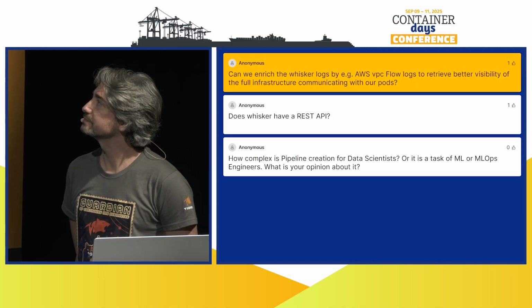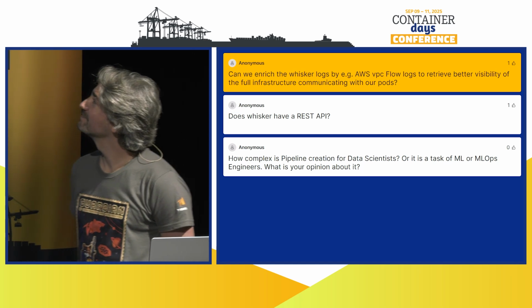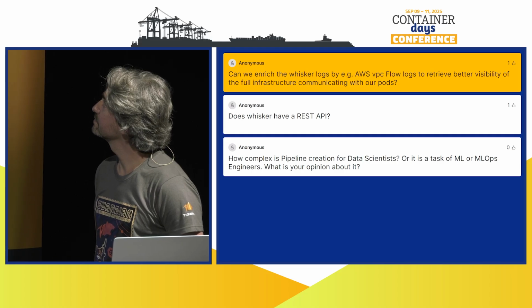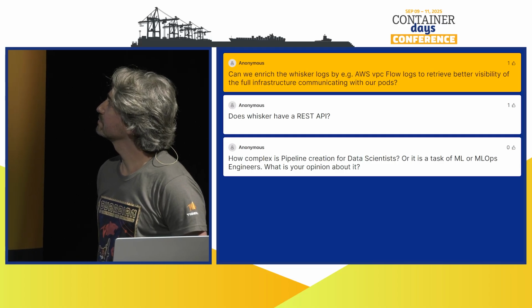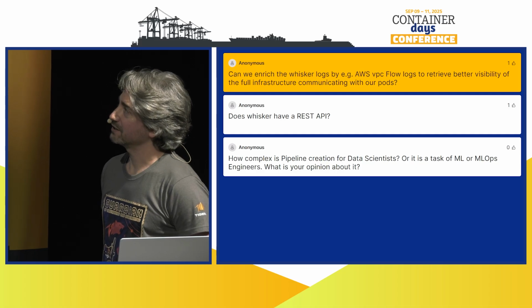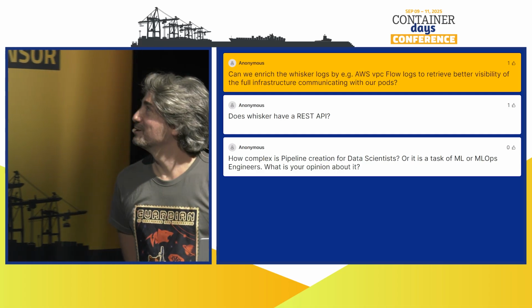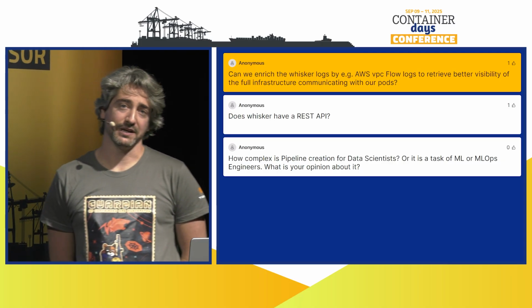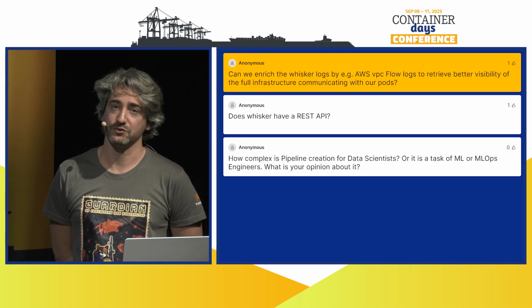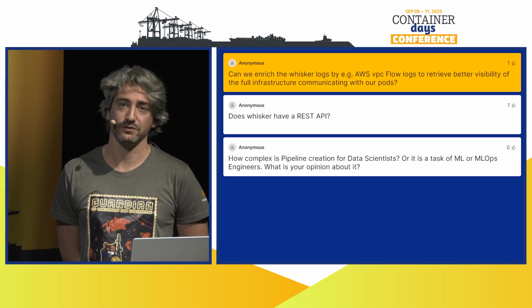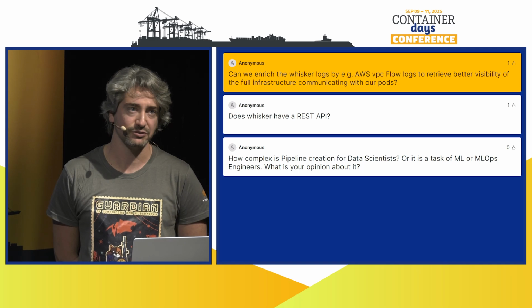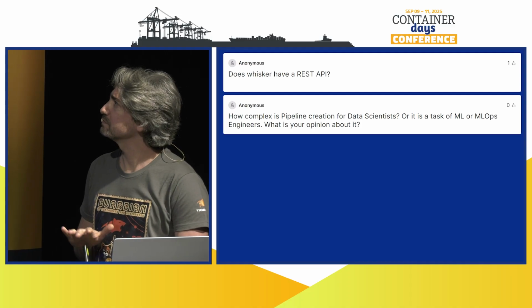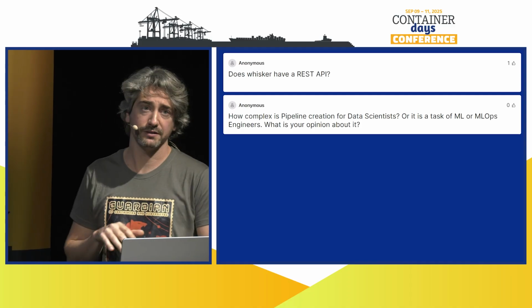3 last questions, at least so far. Can we enrich the Whisker logs by, for example, AWS VPC flow logs to retrieve better visibility of the full infrastructure communicating with our pods? Yeah, you are a visionary. So what you can do is configure Goldmane to send these flows to a stack that you already have for your flows. You're probably already doing something like that. You can just add our flow logs. Does Whisker have a REST API? It's Goldmane. So yeah.